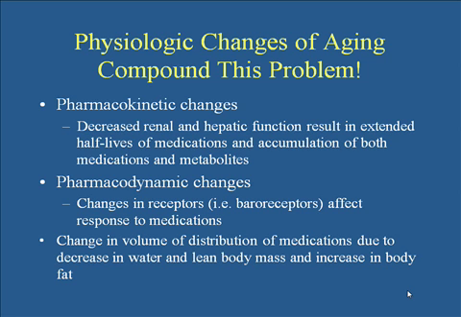So we have to be concerned about that because as the half-life of a medication is extended because of decreased renal function or hepatic function, we're going to have accumulation. We're going to have higher blood levels with continued dosing until they get to steady state. And those can result in much higher concentrations in the brain and also an increase in the side effects.